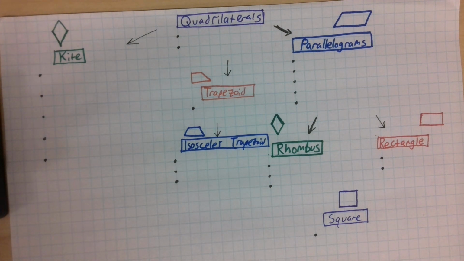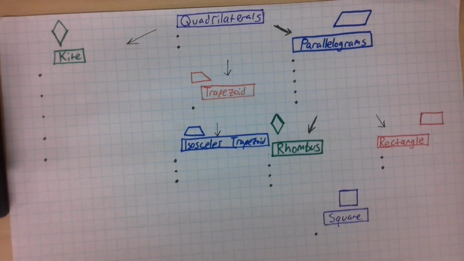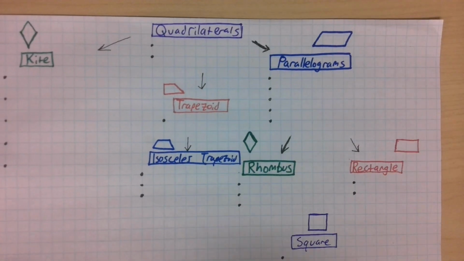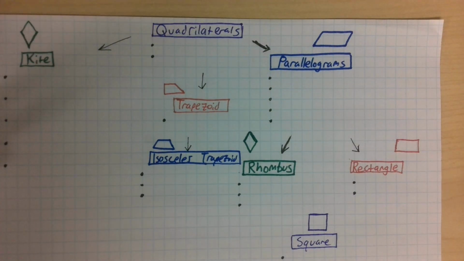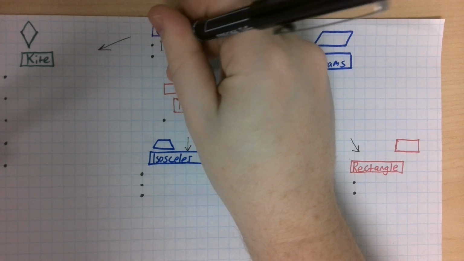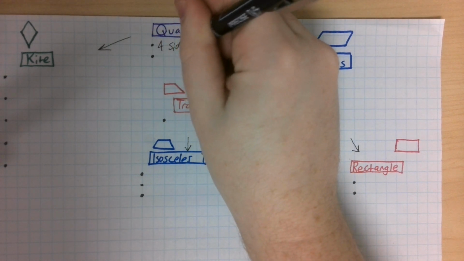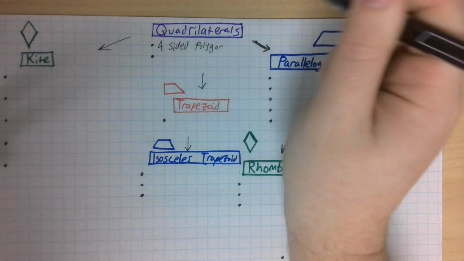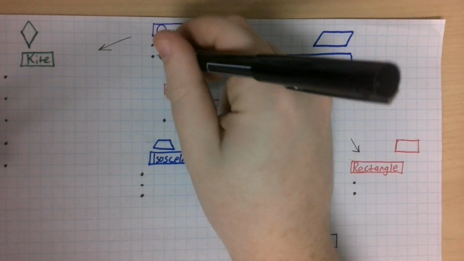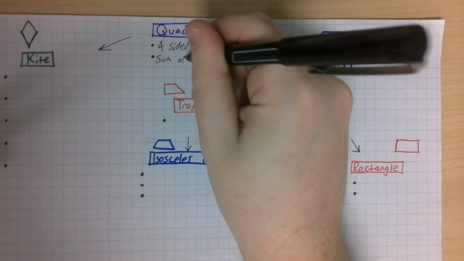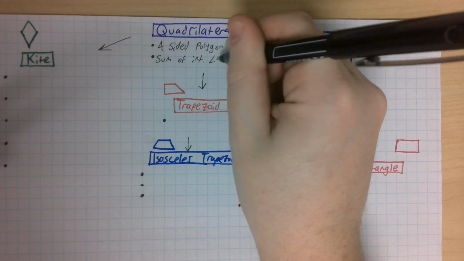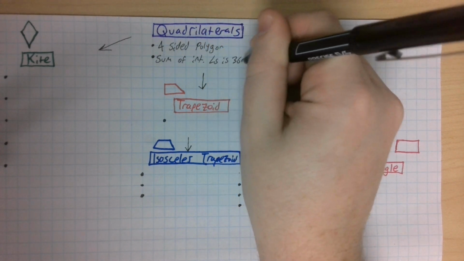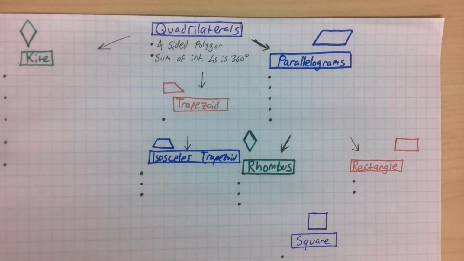If we've had a chance to copy this down, we're now going to talk about all the different properties of each of these categories of shape. So starting with quadrilaterals, what do we know? Well, we know that quadrilaterals have 4 sides. So it's a 4-sided polygon. And we also know that the sum of the interior angles is 360 degrees.